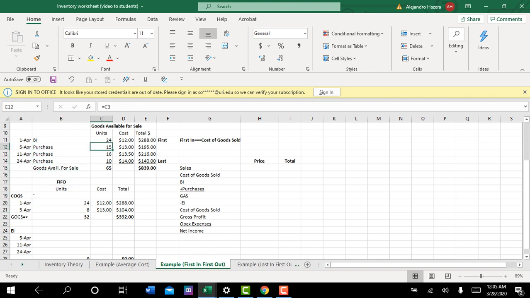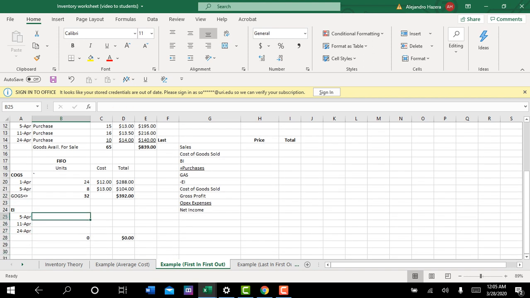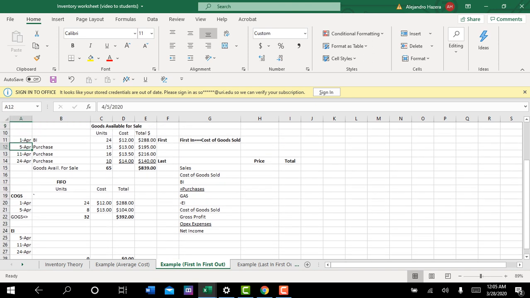Okay, now let's get to our ending inventory. Now notice I have 3 dates for the ending inventory. Whatever's left after assuming that we sold 24 units from the beginning inventory and 8 units from April 5th is going to be our ending inventory. Okay, so the number of units that we're going to take from April 5th are 7 units.